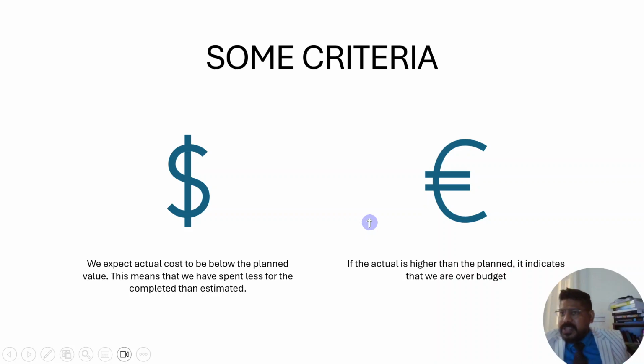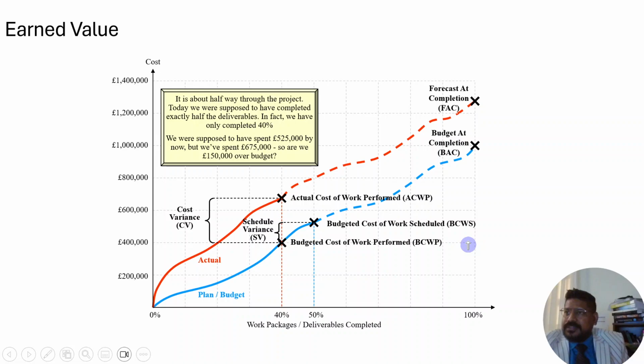Some criteria: we expect actual cost to be below the planned value. This means that we have spent less for the completed work than estimated. If the actual is higher than the planned, it indicates that we are over budget. Quite simple and obvious. Okay, let's understand this again. Normally, as I said, you will not be calculating this on your own because you have tools and it will be done via tools, but it is important to understand cost variance.